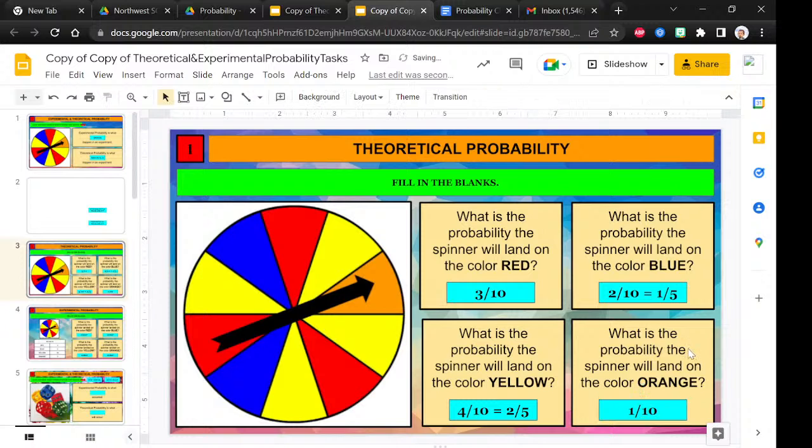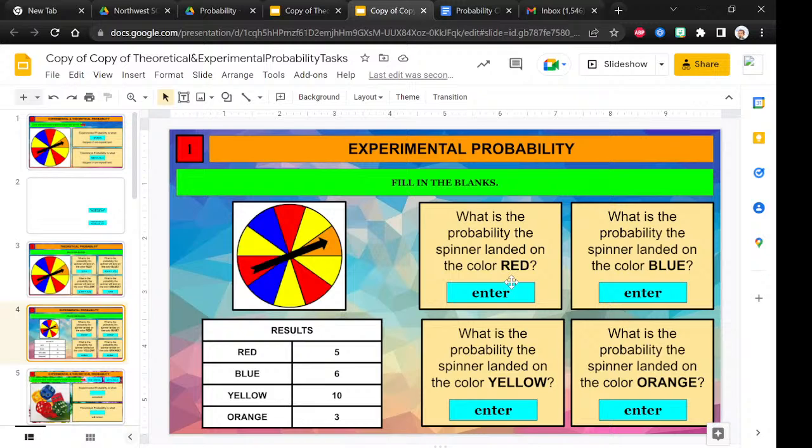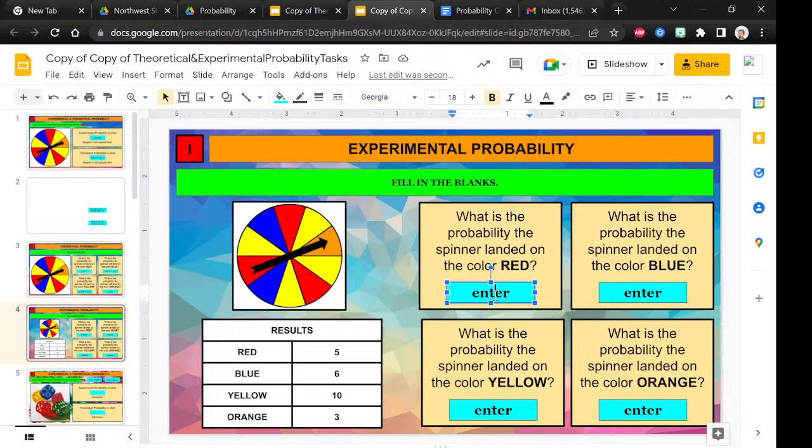Now, that's theoretical. So experimental, what happens is they spin the spinner, and we're going to have to count up and add the number of times that they spun the spinner in order to find out our experimental probability. So there's the difference. So 5 plus 6 is 11, plus 3 is 14, plus 10 is 24. So all of these answers are going to be over 24.